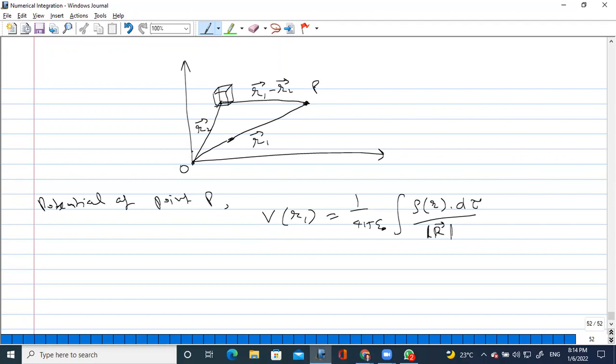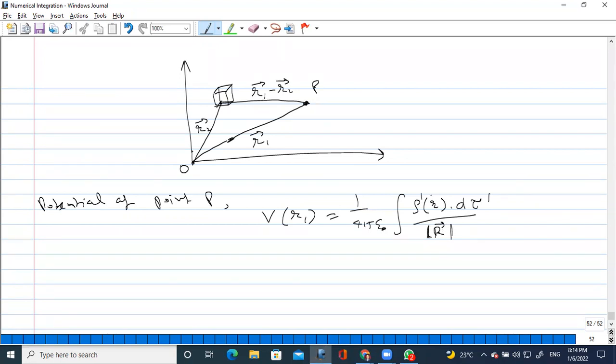This was my main formula. Because this rho dash and d tau dash, if you remember, are for the source. The dash part was for the source, but here I am taking just R, it is at R2 distance. Rho d tau will give you Q. So this is 1 upon 4 pi epsilon naught Q by R, same thing.